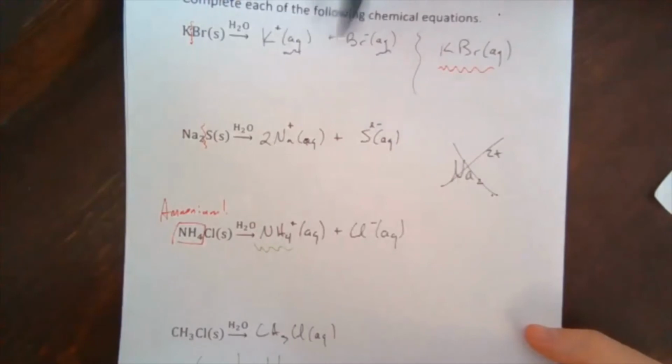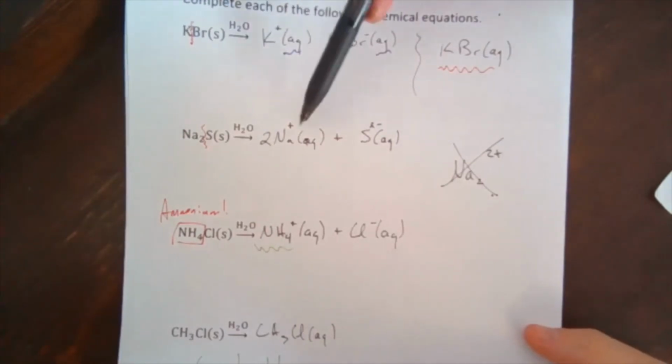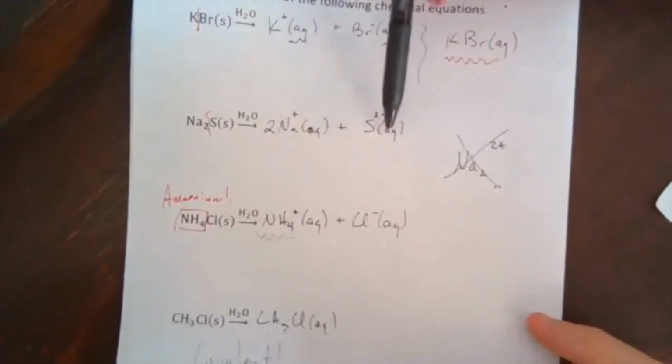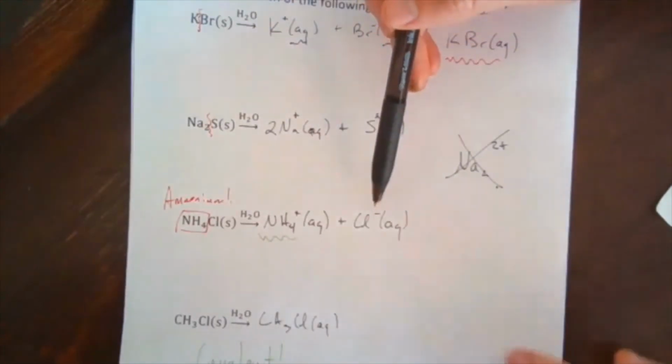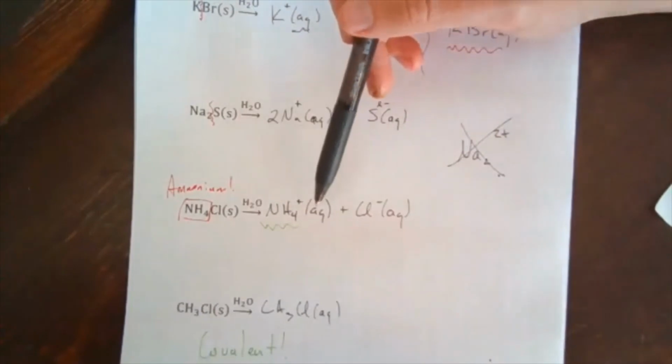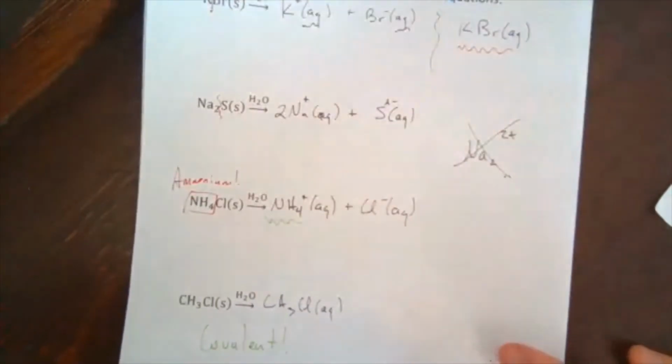We know we're going to separate out our ions. We're going to change the sign to AQ, change the charge. We can figure that out from the periodic table for atomic ions. And then for polyatomics, we want to look those up. Covalent, they stay the same.